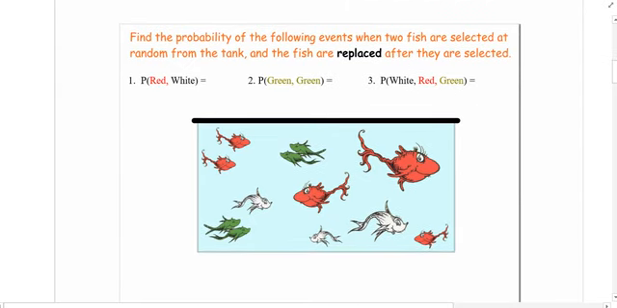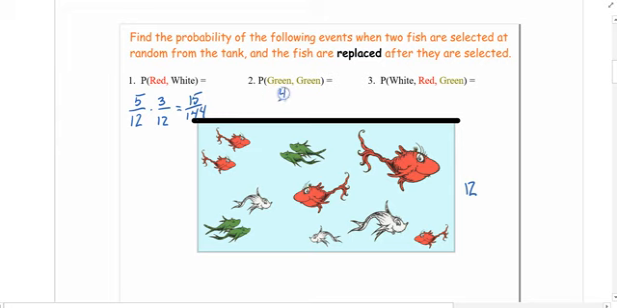So if we look at the next example, we have a fish tank. And in our fish tank, we have red fish and white fish and green fish. We're going to find the probability of this event when we pick two fish. The fish are replaced after they're selected. So we would pick out a fish, we look at the color, and then we put it back in, and then we pick another fish. So in this case, we have 1, 2, 3, 4, 5, 6, 7, 8, 9, 10, 11, there are 12 fish in this tank. The probability of getting a red-white, well, there's 5 red fish times, and now we're going to put the fish back in and then draw another fish, and there are 3 white fish. So red-white would be 15 over 144.